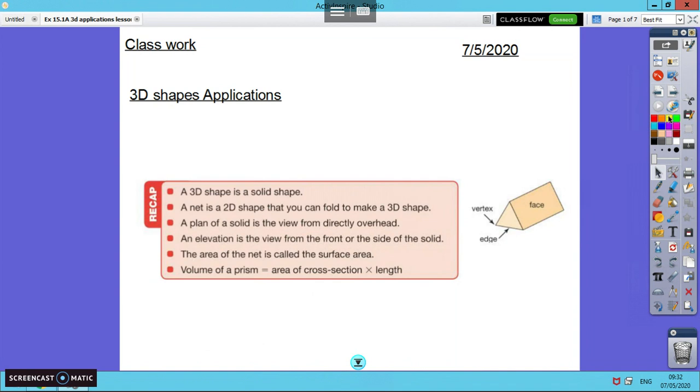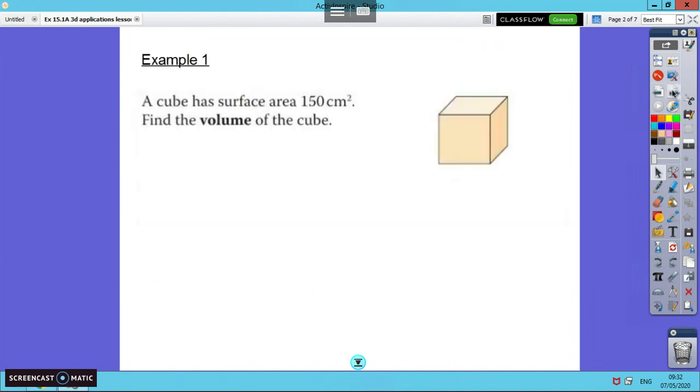Okay, so your first example is coming up. Remember, pause the video at any point just to make a little copy down of the example or a little sketch or a drawing. It's absolutely fine. So a cube has a surface area of 150 centimetres squared. Find the volume of the cube. So that means we've got to find the dimensions of the cube from its surface area.